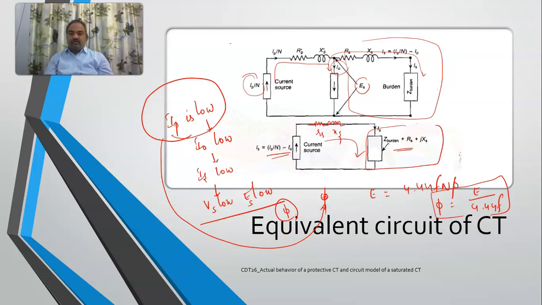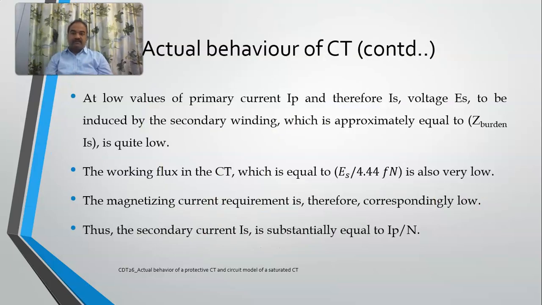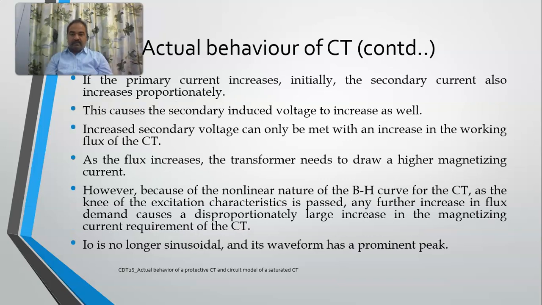So ultimately, if your primary current is low, then your flux is also very low. Now, if you slowly start increasing the current, let us suppose there is a fault in the system. If a fault is there, then automatically the secondary current will increase substantially, right? So the secondary current is increasing. Or maybe we will consider IP is increasing. So automatically IS also increases, right? If IS increases, automatically the secondary induced Vs and also Es will increase.